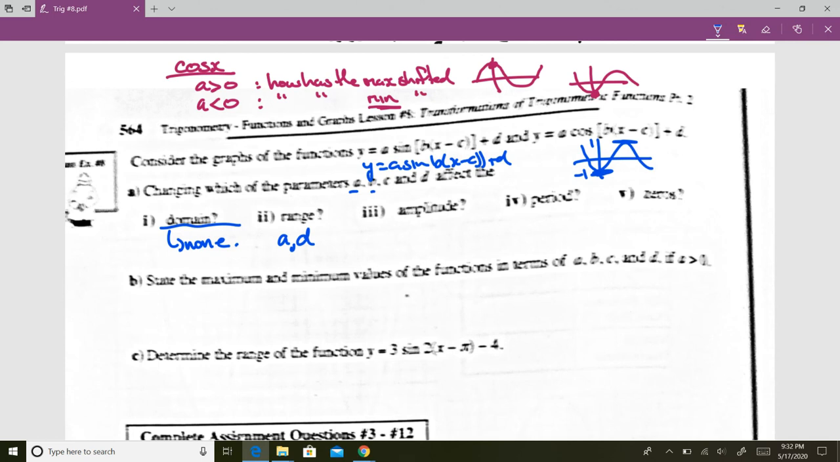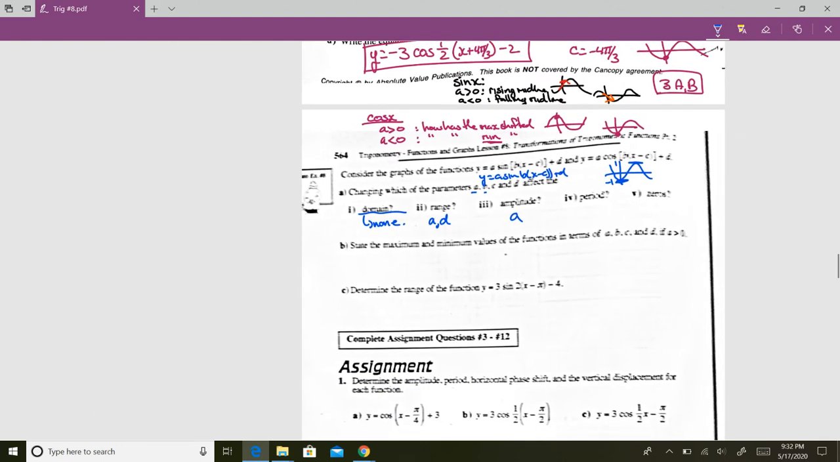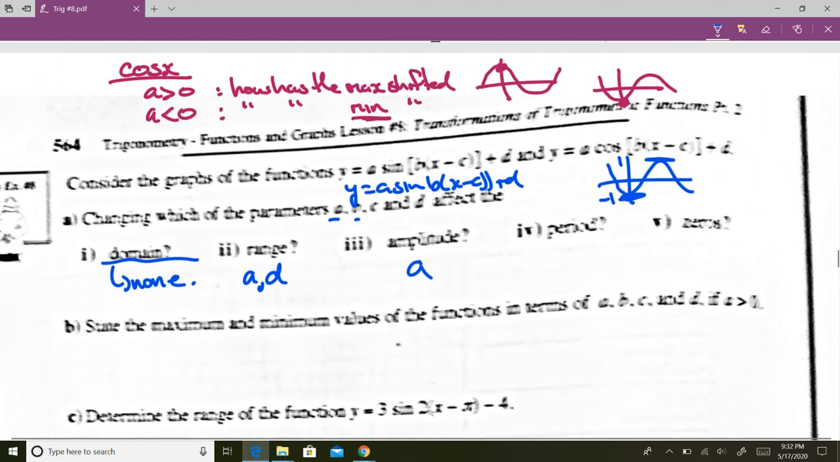The amplitude, well, that's pretty straightforward. The a value. Period, the only thing that changes the period is, sorry, I meant to squish it in, is your b value, because that is a horizontal phase shift. That's your b value, and this says the zeros, which are the x-intercepts. Well, the b value will do that. The c value, shift left or right, and a d value moving up or down. So that would be b, c, and d.